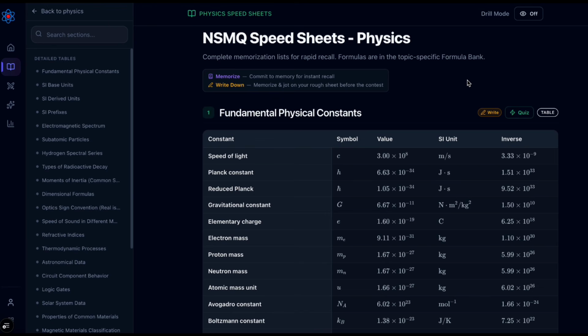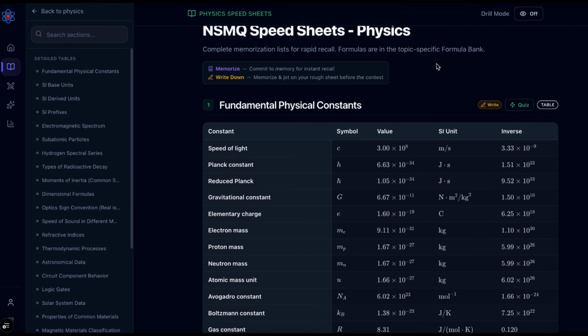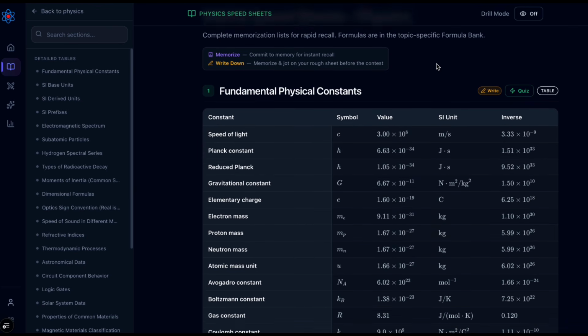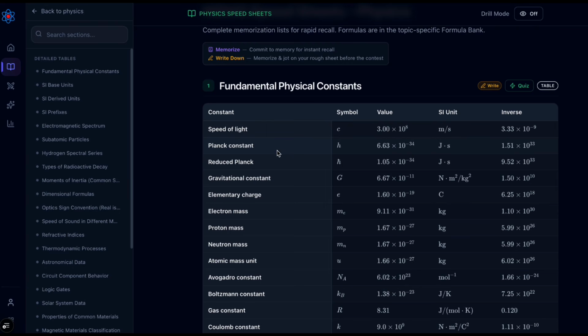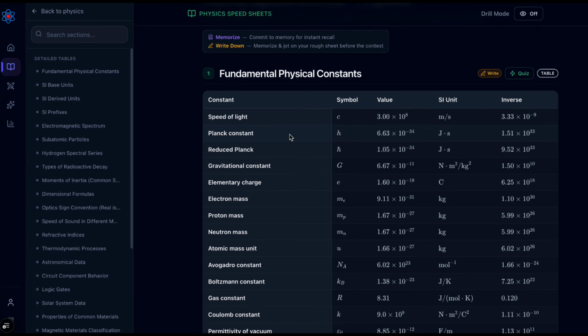So the physics speed sheet, right? I said it's a complete list of things that you're supposed to have memorized. Some of these you're supposed to have written down during the contest or even before the contest. And these involve the fundamental constants, the speed of light, the Planck constant. You have to know all these by heart. And it tells you what you're supposed to know, the SI unit, and also their inverses. The inverses are very, very important.